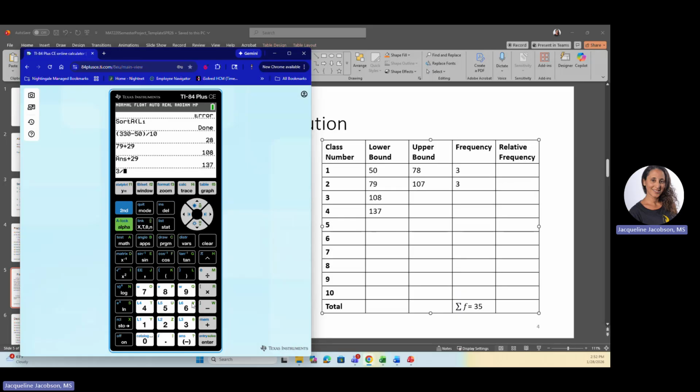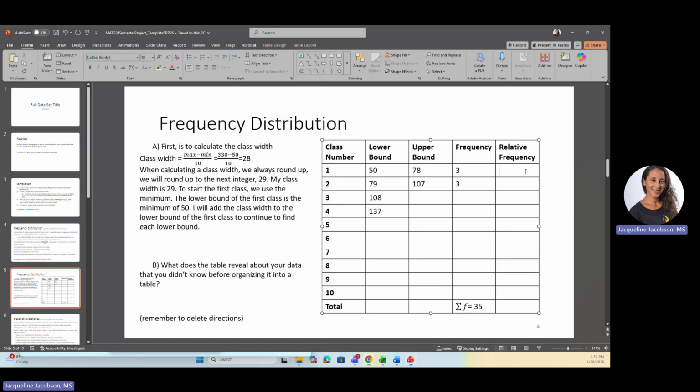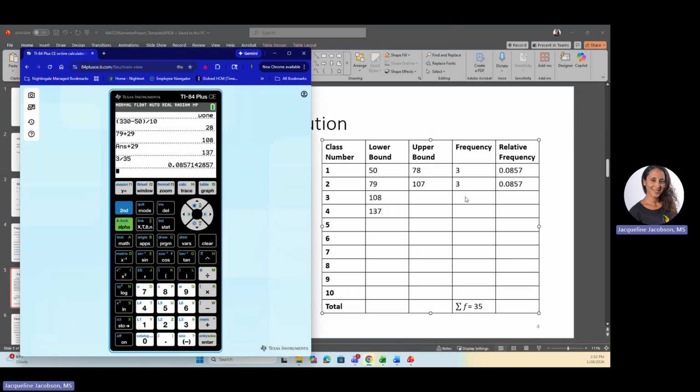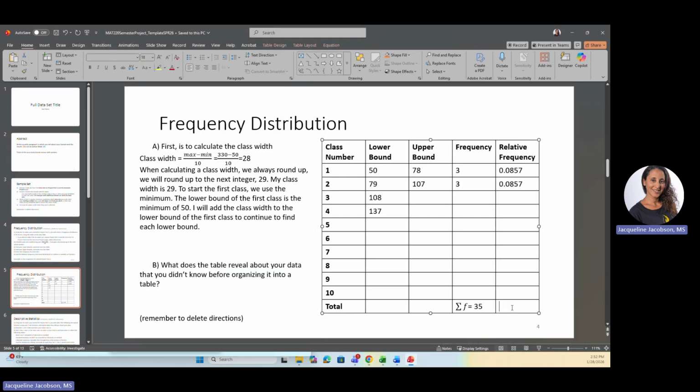My first relative frequency will be 3 divided by 35. Rounding to 4 places, 0.0857. Because this frequency is the same, it's going to have the same relative frequency. And I'm going to continue to do that. I take the frequency and I divide by 35 total to get my relative frequency, and I'm going to continue to do that for my 10 classes.